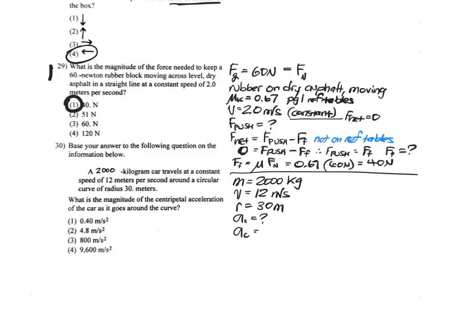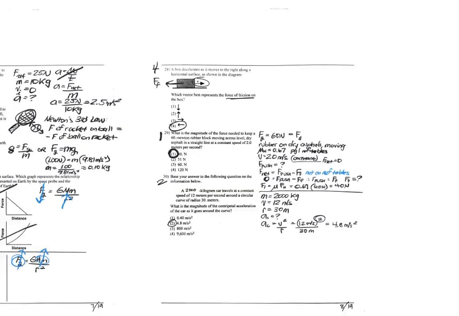Well, page 6 of the reference tables tells me that centripetal acceleration is speed squared over the radius. So I put in that speed of 12 meters per second. Don't forget to square it. Divide by the radius of 30 meters. And that gets me 4.8 meters per second squared. And that is choice 2.